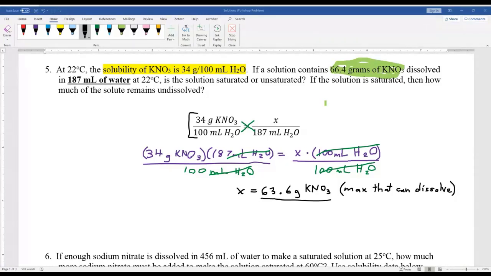And if you subtract those, you end up getting 2.8. So 66.4. And please forgive me if I'm going a little bit slow. I just want to make sure that I'm making sense to everybody. 2.8 grams. This is the amount of KNO3 that remains undissolved. Cool.